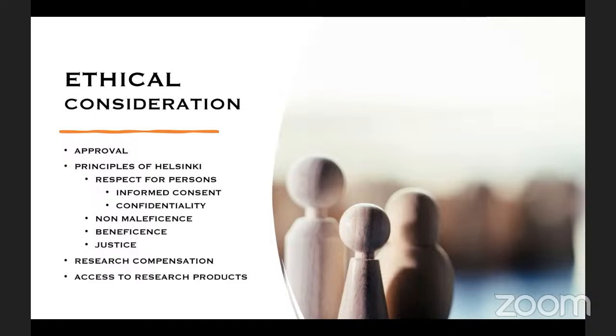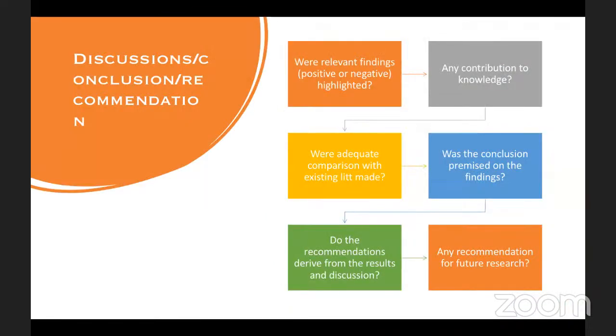There also must be understanding. The person must comprehend and then voluntarily sign. Those are the four parameters that make informed consent valid. Then normally if you say there must be no harm, you check your list to make sure that all these things are applied. And then if there is possibility of research compensation, make sure you also did that. Then you come to your discussion, conclusion, recommendation.